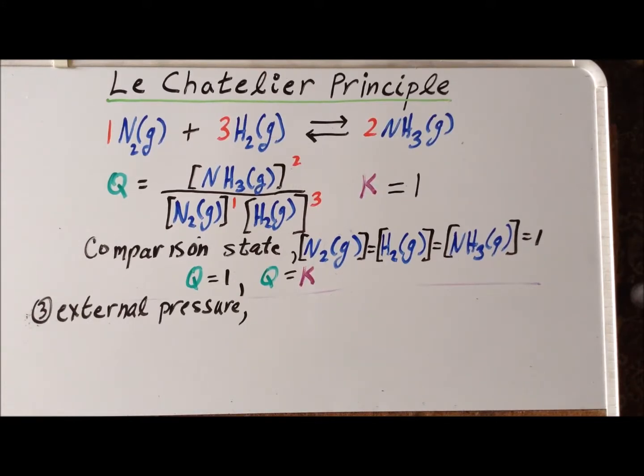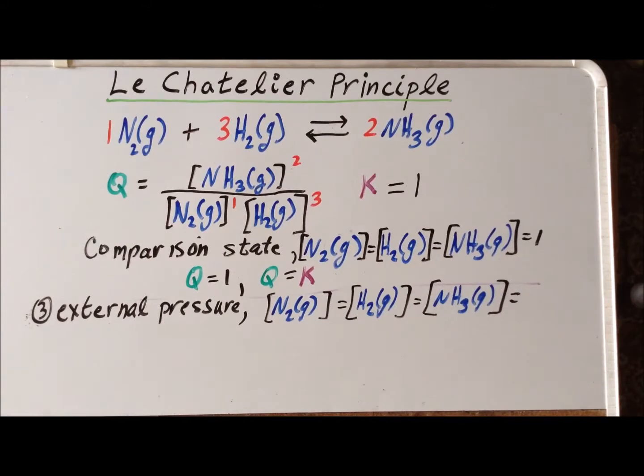We predict that in any system where the number of moles of gas decreases, that it will react to external pressure by shifting to the right. By making fewer moles of gas, we decrease the pressure. So let's look at that specific example.